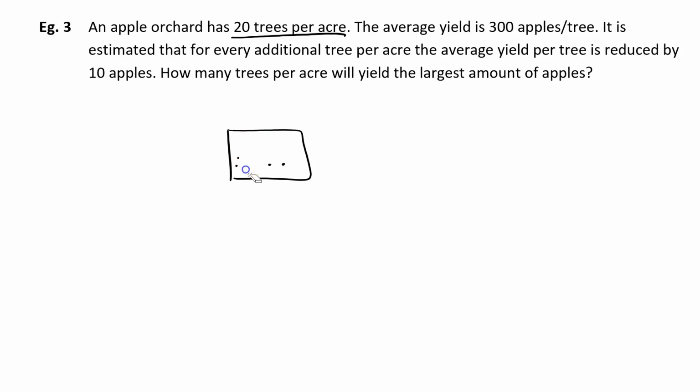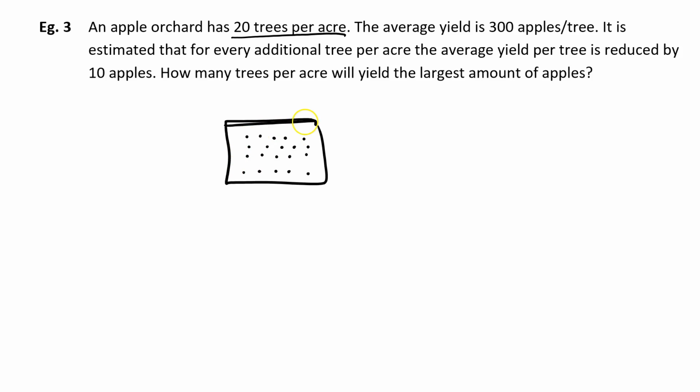20 trees on it. I can actually draw out 20. 1, 2, 3, 4, 5. 1, 2, 3, 4, 5. 1, 2, 3, 4, 5. 1, 2, 3, 4, 5. Now, so this is 20 trees here.